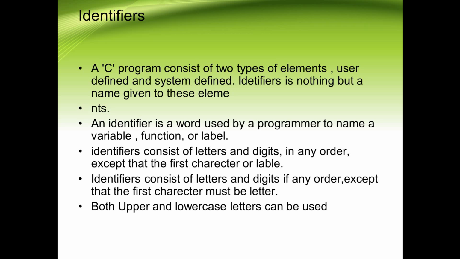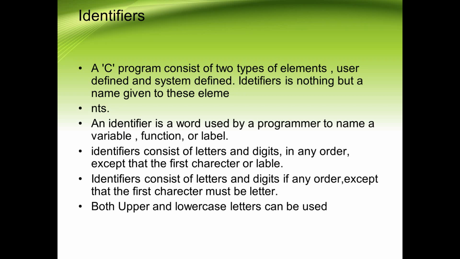Identifiers. So first of all we are going to study identifiers. Identifiers in C consist of two elements, user defined and system defined. In user defined, the value and the input are filled by the user, not by us. We are just making the program which is beneficial for the user. And second is system defined. System defined is when we put a specific value which is going to work and operate. This is known as system defined.